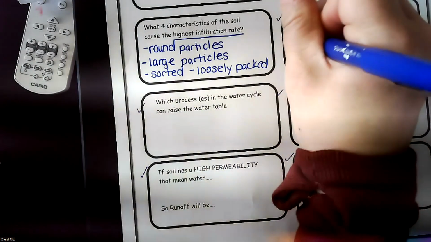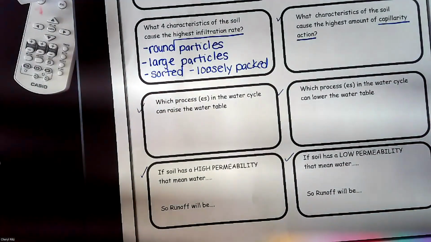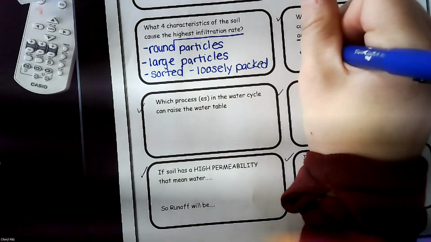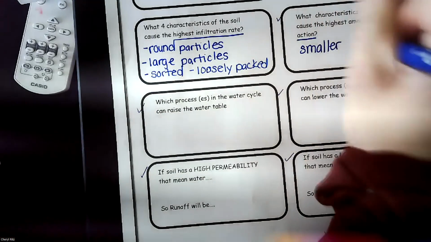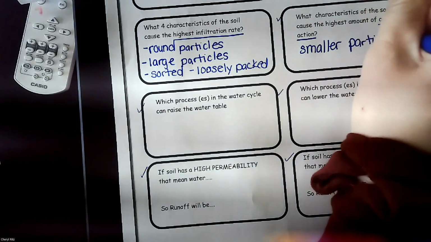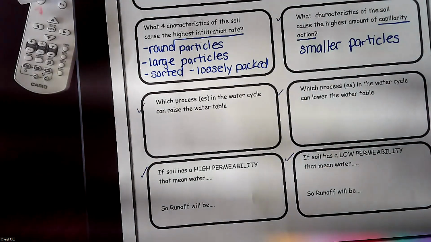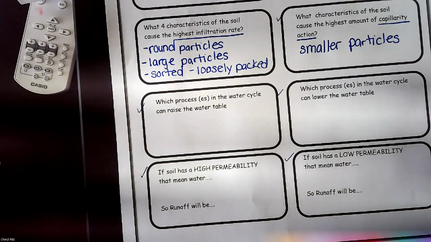Capillarity action. What's the best characteristic of the soil to have capillarity action? Smaller the better. Why? So first of all, the way I remember, at least, so I know this isn't answering your why, but how do you remember? Is that capillaries are the smallest blood vessel you have, like the teeny tiny veins in your eyeball. So that's how I remember. Capillarity action, capillaries, tiny.